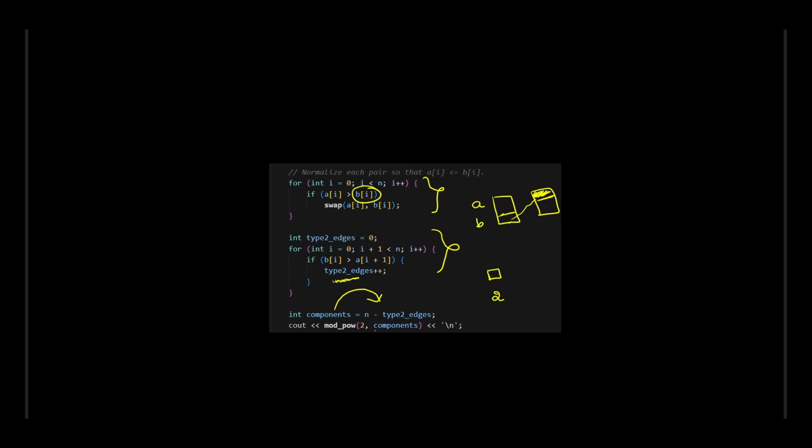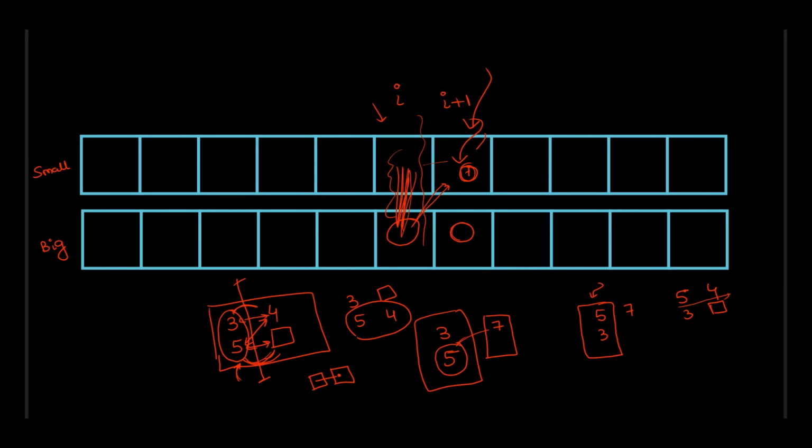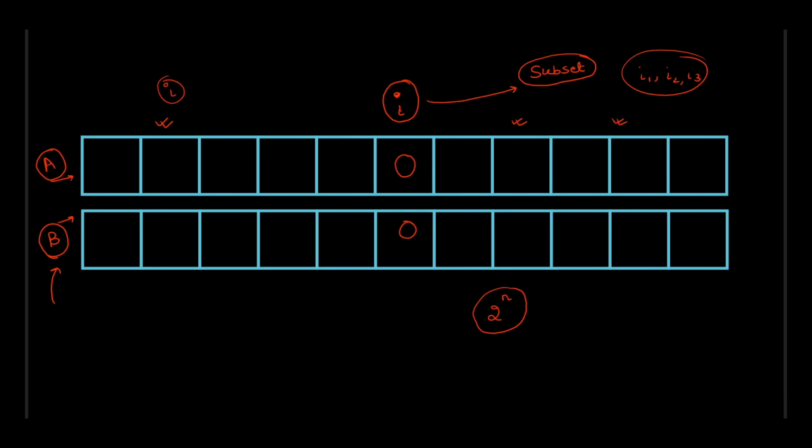So that is why the answer is 2 to the power number of components. In this manner you can solve the Codeforces problem, and of course you can also solve it with dynamic programming. This is just another insight into that problem. And so far we have discussed that doing that initial reordering of making sure that all the big elements go into B does not affect the answer to the Codeforces problem.